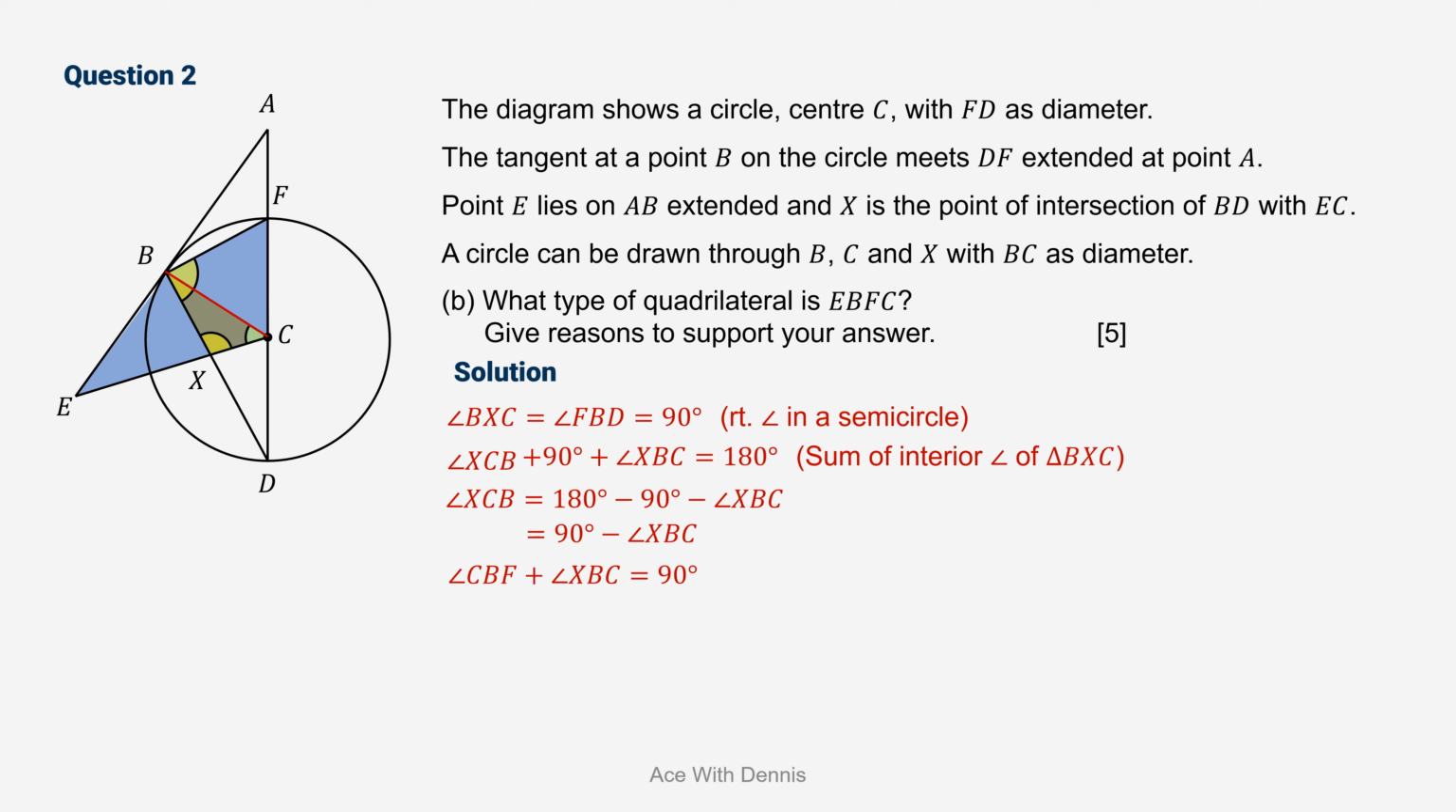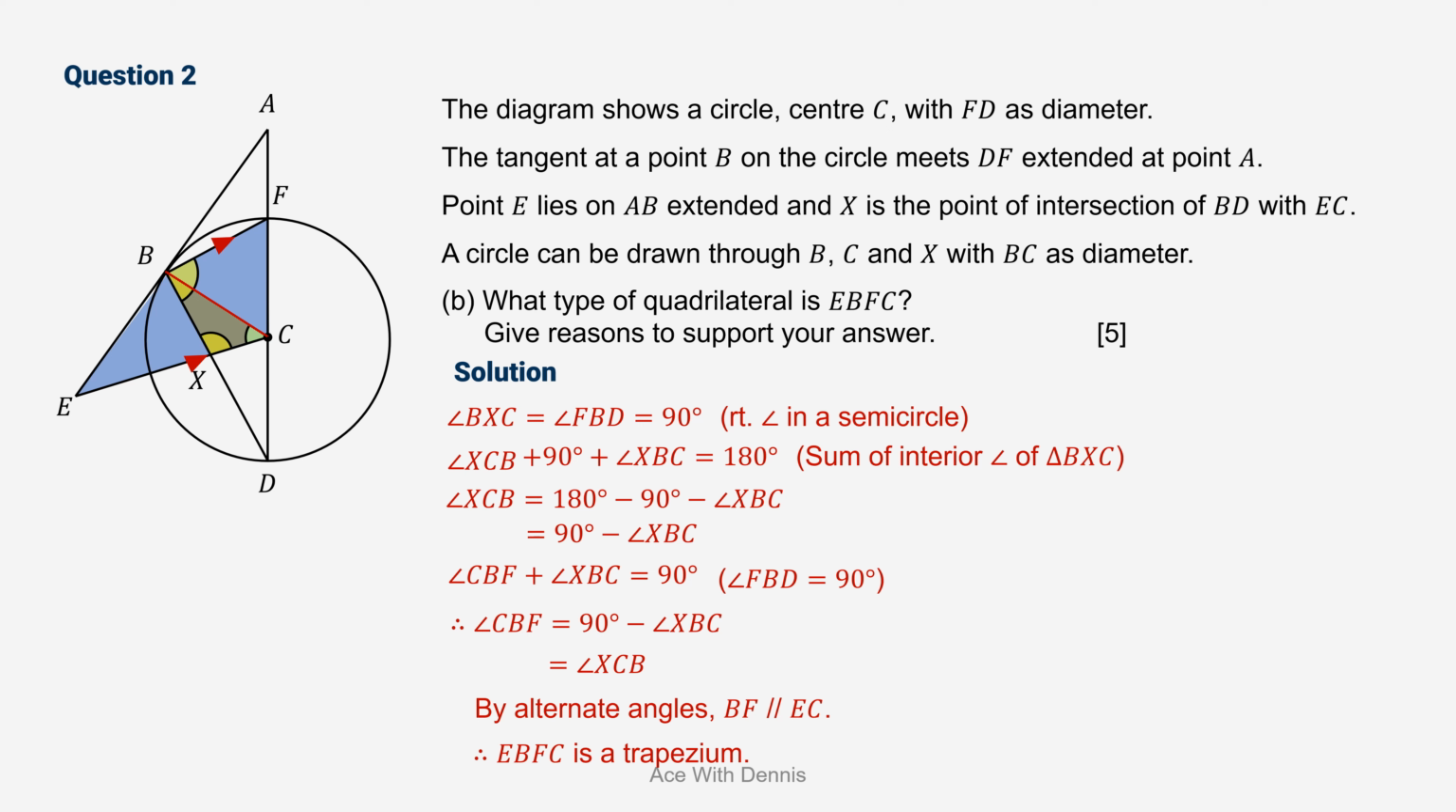Next, we look at the angle CBF plus angle XBC equals 90 degrees, because these two angles make angle FBD, which is 90 degrees. Hence, angle CBF equals 90 degrees minus angle XBC, and this angle equals angle XCB, which means that by alternate angles, BF is parallel to EC. Therefore, we can say that EBFC is a trapezium.